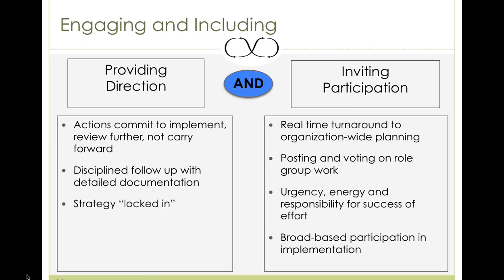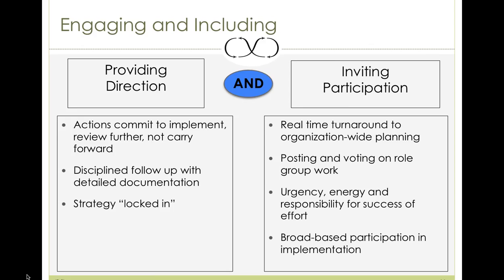So inviting participation, the real-time turnaround to the organization-wide planning. Remember again that while the leaders were working on their real-time turnaround, the organization, or the people in the room, were asked what needed to happen across the organization to make an immediate impact. Posting and voting on the role group work, this was something that was done first thing in the afternoon, you recall. And again, there was participation across each role group to be able to say what were the things that needed to change, what needed to stay the same.